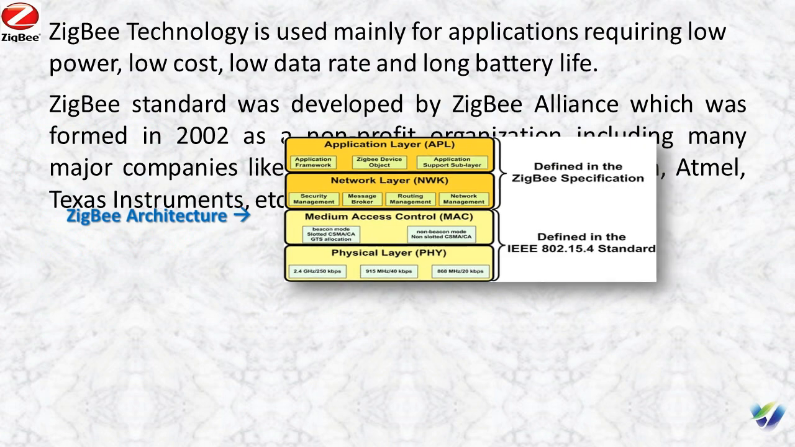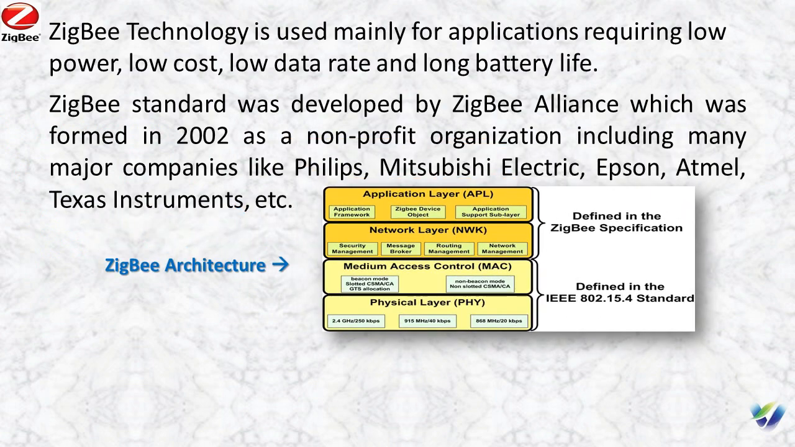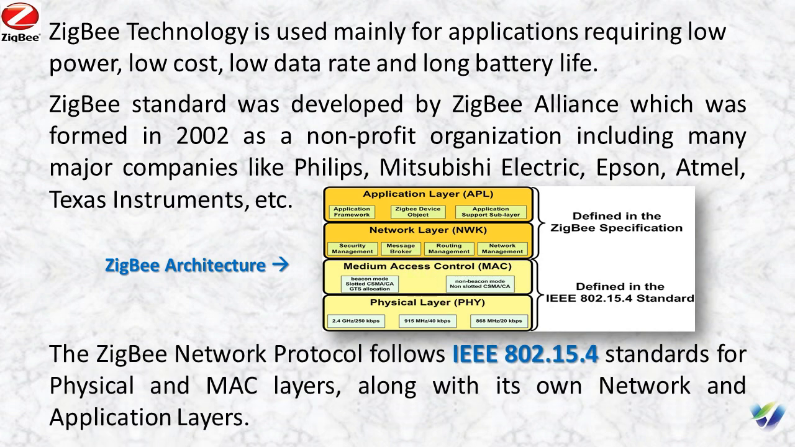ZigBee standard was developed by ZigBee Alliance, which was formed in 2002 as a non-profit organization including many major companies like Philips, Mitsubishi Electric, Epson, Atmel, Texas Instruments, etc. ZigBee architecture is shown here. The ZigBee network protocol follows IEEE 802.15.4 standards for physical and MAC layers along with its own network and application layers. Physical and MAC layers are defined by IEEE standard and network and application layers are defined by ZigBee specifications.